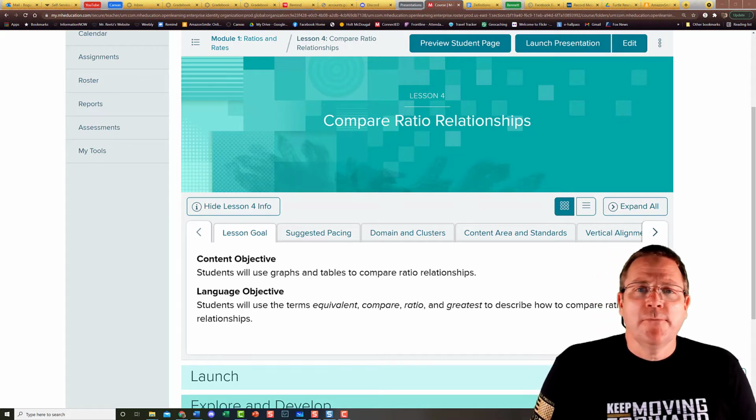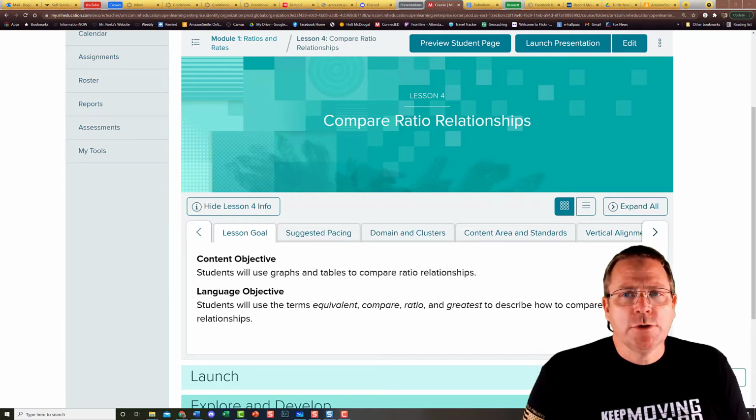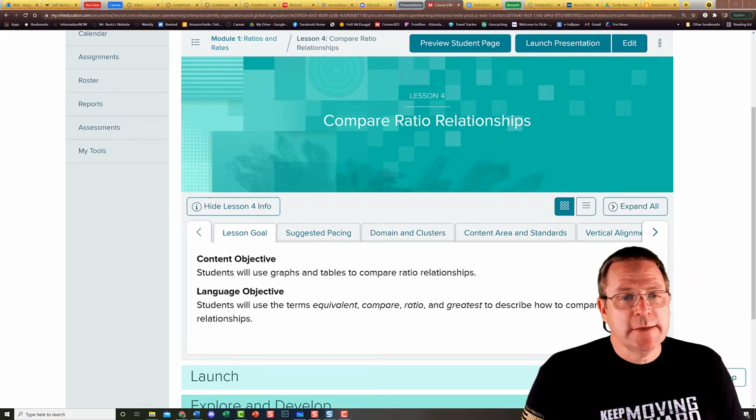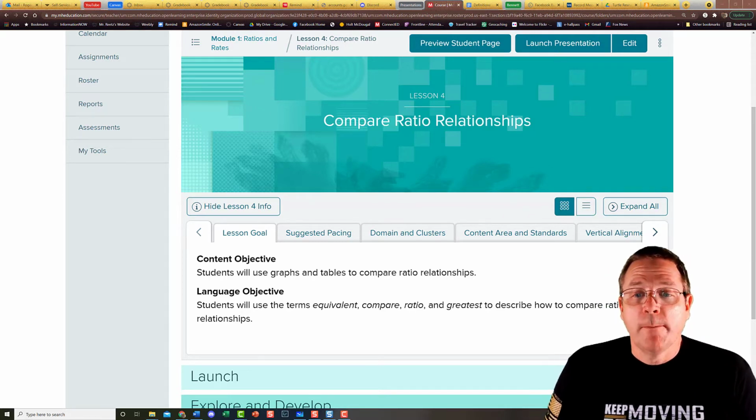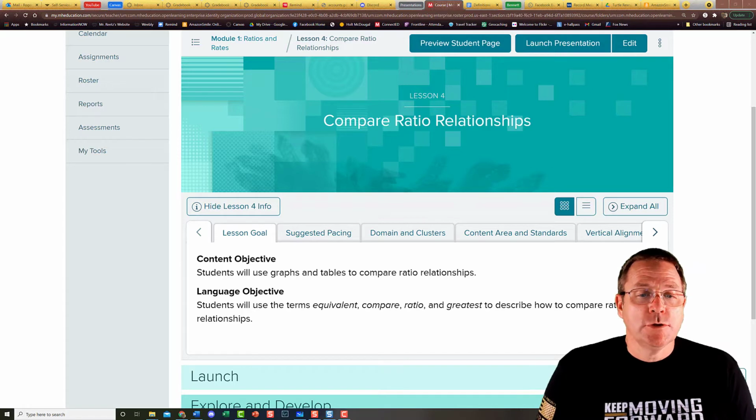Welcome back to Lesson 4, Comparing Ratio Relationships. For this lesson, the objective is that students will use graphs and tables to compare ratio relationships.